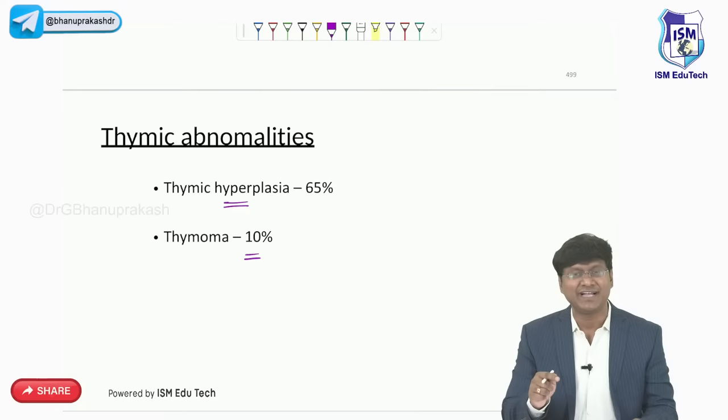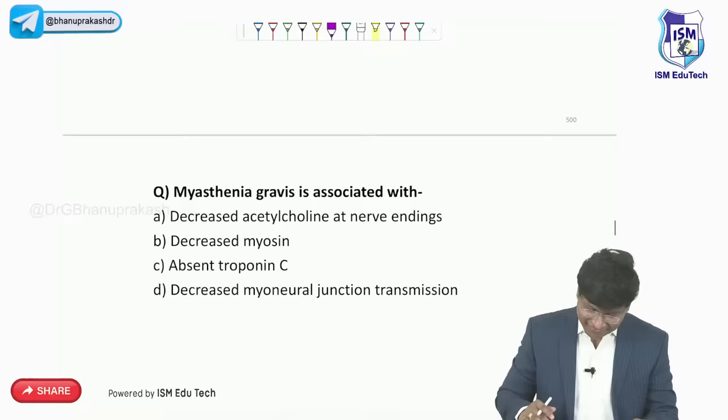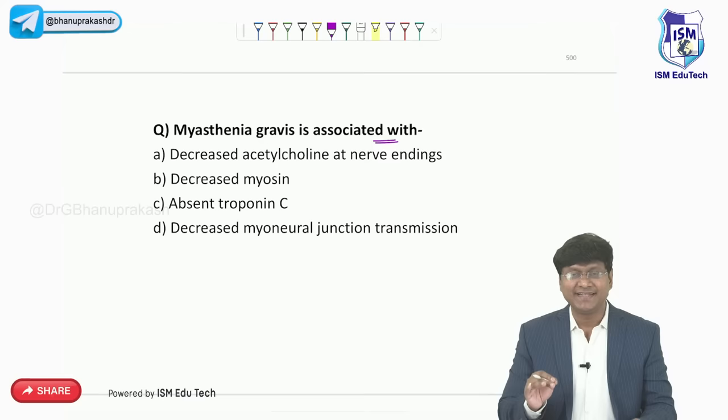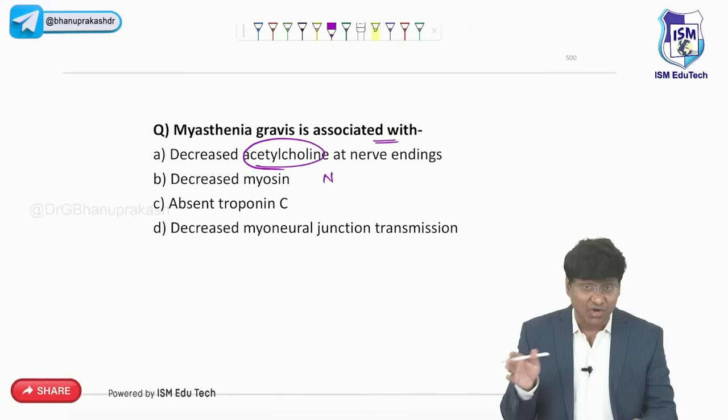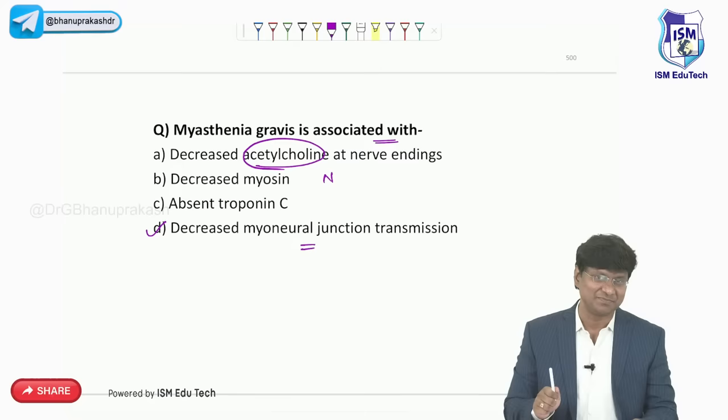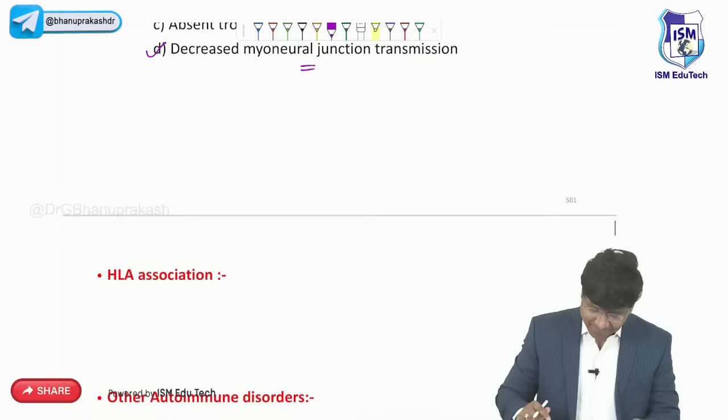Okay, right. Now, what are the features of the myasthenia gravis? Myasthenia gravis is associated with decreased acetylcholine at the nerve endings, decreased myosin, absent troponin C, decreased myoneural junction transmission. So in myasthenia gravis, the acetylcholine levels, they will be normal at the nerve endings. But the problem is that the NM receptors are occupied by the antibodies. And that is the reason why there will be decreased myoneural junction transmission. That is what is the answer in case of myasthenia gravis. And please remember, these patients with myasthenia gravis, they have the HLA association. Can anyone tell me, what is the HLA association in myasthenia gravis?